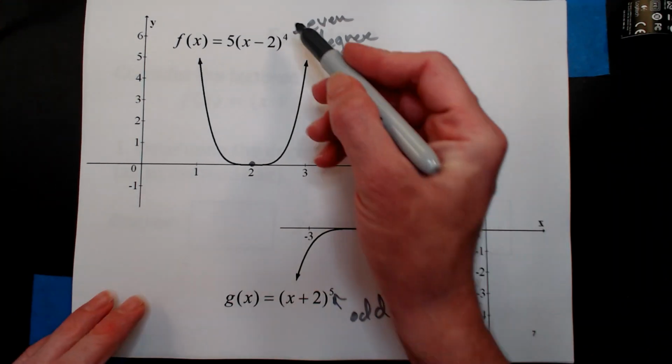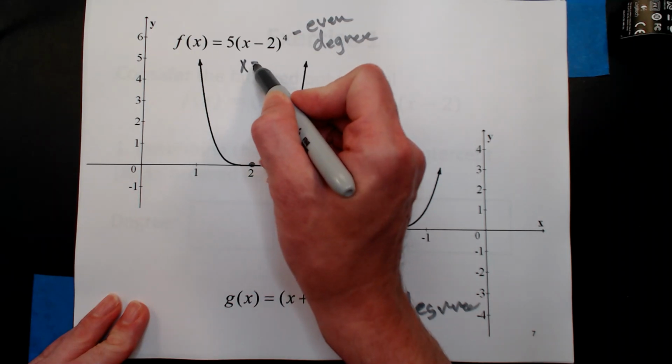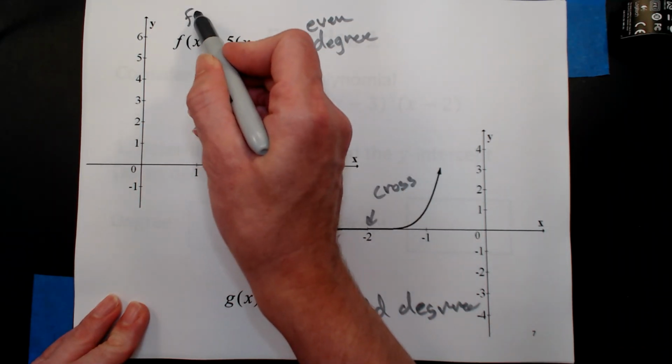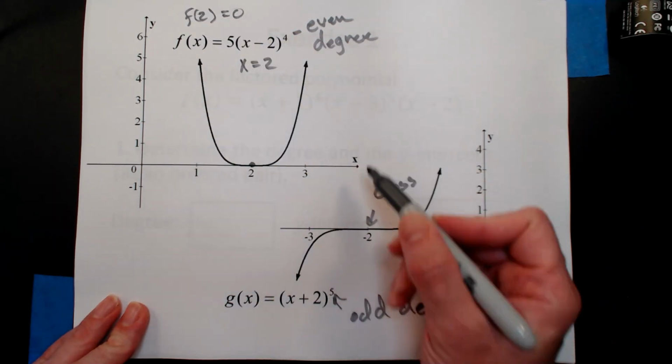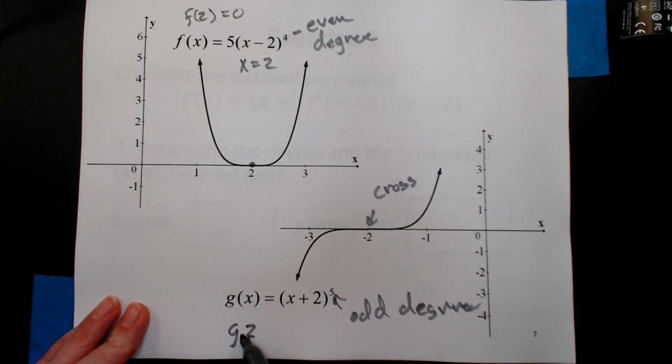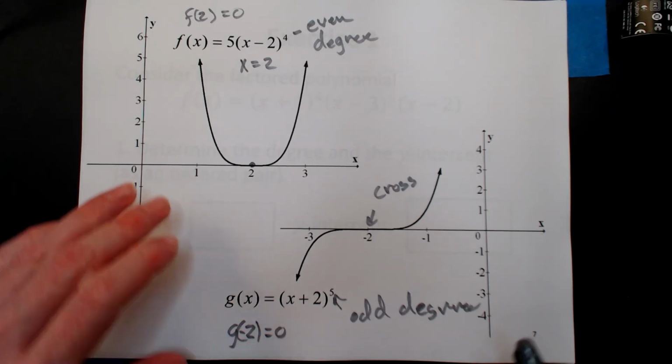Once again, this zero is 2 because x equals 2 gives us f of 2 equals 0 back out. This is g of negative 2 gives us 0 back out because we plug in negative 2. We're on the x-axis.